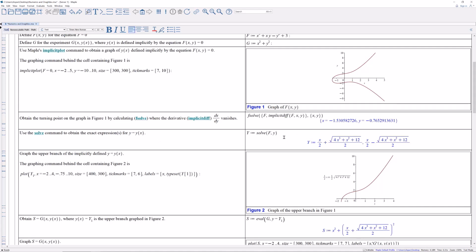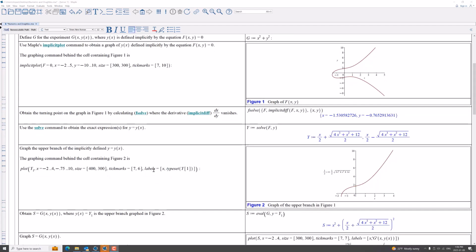Here I've used the solve command to solve explicitly for y, and I knew I could do that because I picked a function where the algebra was not daunting. And this is the upper branch because of the plus sign. And so I've graphed it, and the graph looks like it should. It's the upper branch. And here's the plot command, and the command is actually hiding behind that cell, and I've shown you how to find that.